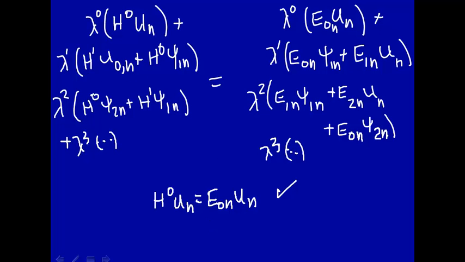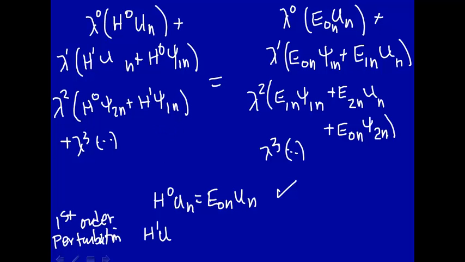Now let's look at the first order. And this is where we'll stop, first order. The equation we're going to get is called first order perturbation. First order refers to this expansion parameter raised to the first power. This says that H prime, the perturbation, operating on the original unperturbed wave function, and we don't really use the 0 for that, so we're just calling that un.